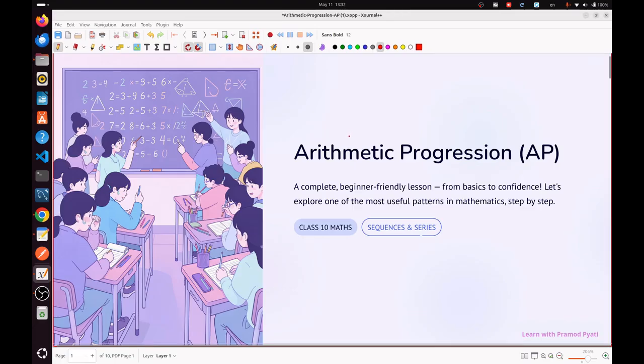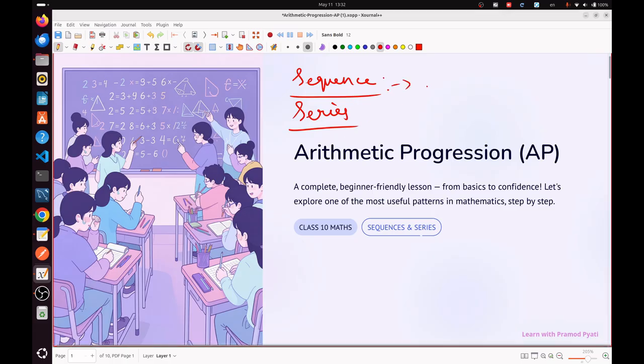In today's class, we will discuss a most important topic, that is arithmetic progression. Before knowing arithmetic progression, we need to know a few terms, like what is a sequence and what is a series. These two things we need to understand before knowing arithmetic progression. So what does sequence mean?